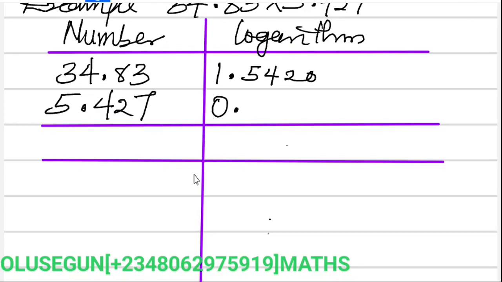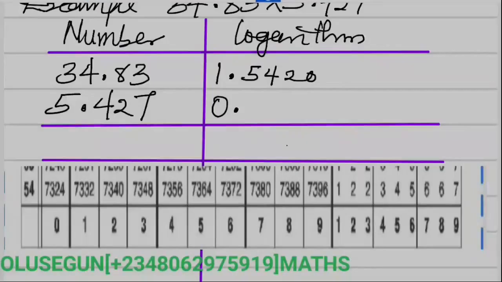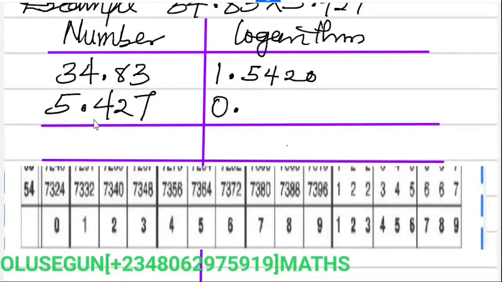Let's bring the logarithm table of 54 under 2 difference 7. This is the logarithm table again. You find 54, starting from 0: 0, 1, 2, 3, 4, 5, 6, 7, 8, 9. Now we have to find 54 under 2, and 54 under 2 will give you 7340.